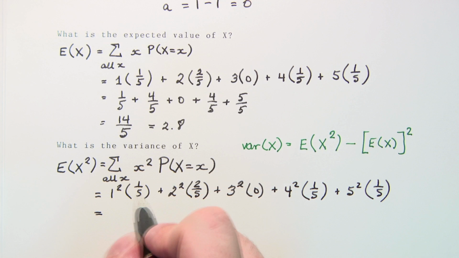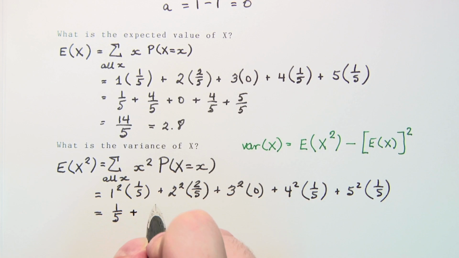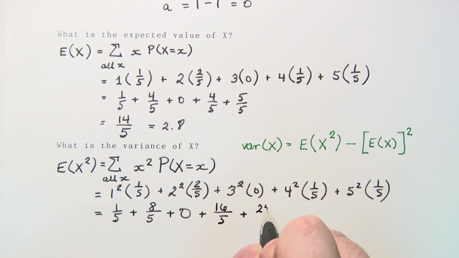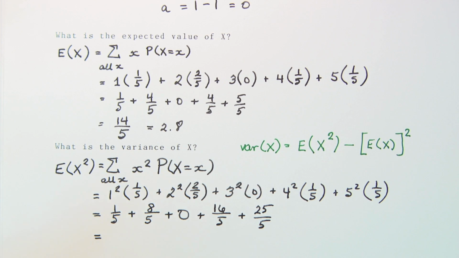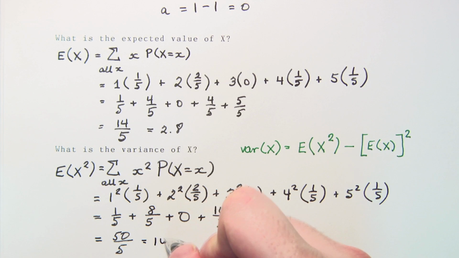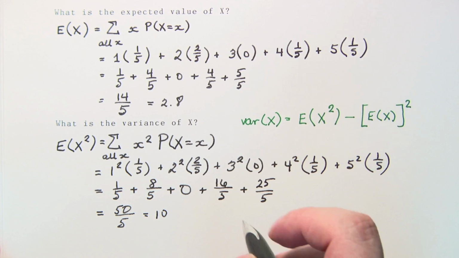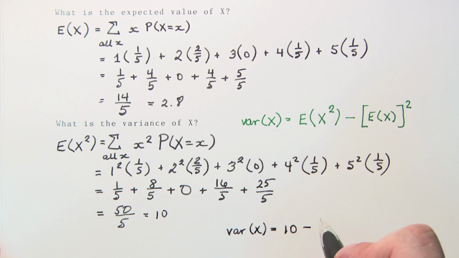So 1 squared is 1 multiplied by 1/5, so it's 1/5. 2 squared is 4. 4 multiplied by 2 is 8/5. Plus I got 0 plus 16 over 5 plus I have 25 over 5. Okay, so then I just add up those values. I have 1 plus 8 plus 16 plus 25. So I get 50 over 5, which gives me 10. So last but not least, I get that the variance of x is equal to 10 minus the expectation squared.